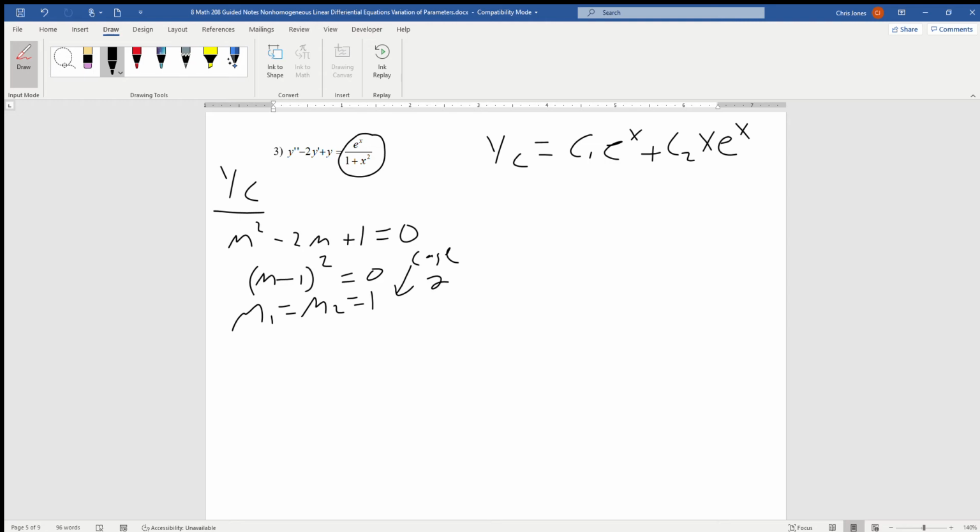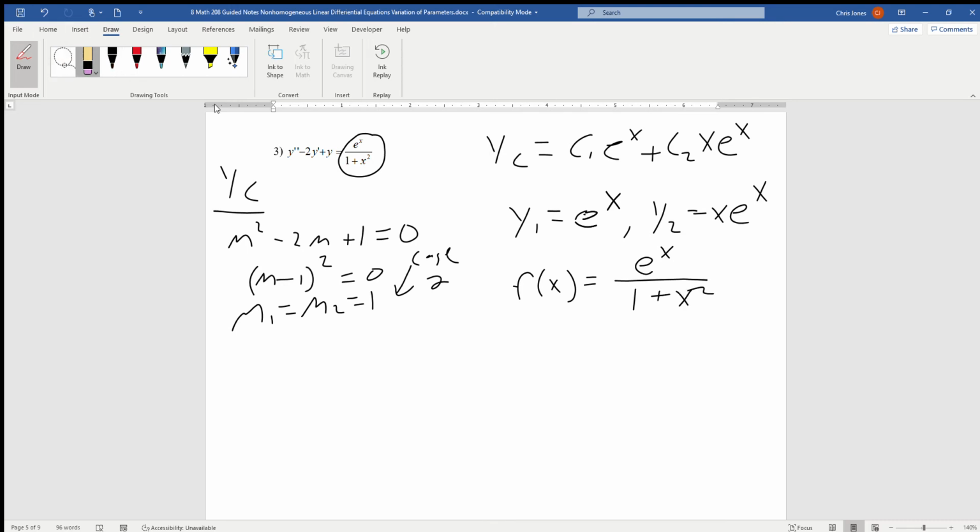And then also we can identify y1 to be e^x. We can identify, unfortunately, y2 to be x e^x. And I say unfortunately because that means when we take the derivative, there's going to be a product rule. And then our function, which we really don't like too much, e^x/(1 + x^2). Hopefully no integration by parts, but if there is, hopefully it's nicer than it was last time where we had to do a u substitution and integration by parts.